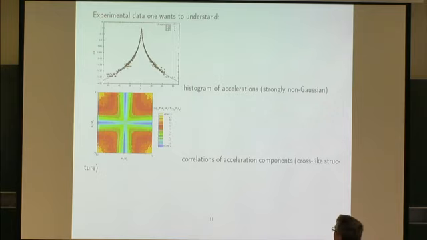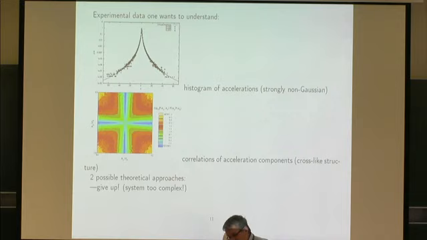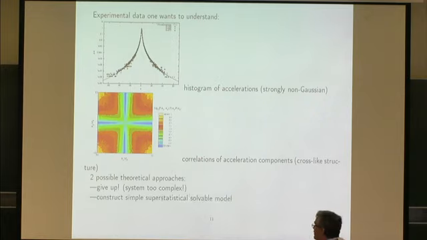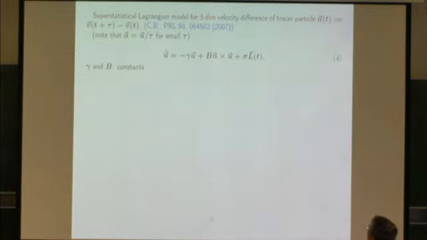Now, these are things we want to understand, and there are two possible approaches. Very often people say, oh, turbulence is simply too complicated to do the statistical mechanics, or it's too non-equilibrium, so we simply give up, it's the old turbulence problem. Or the other approach is you simply make a simple model of it. And the model I want to show you is indeed a superstatistical solvable model for these types of Lagrangian turbulence measurements. And here we go. So the idea is the following. You start from something very simple, a linear stochastic differential equation again.